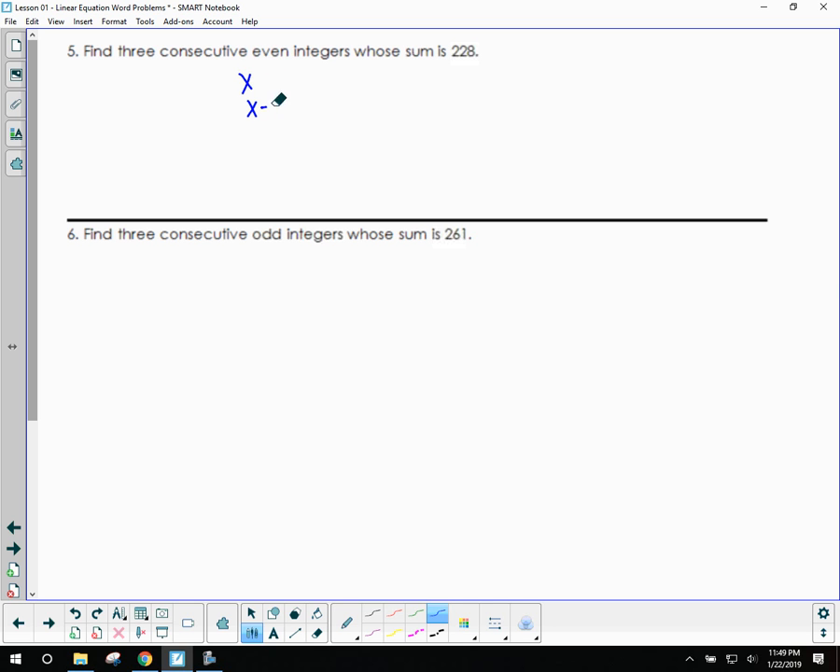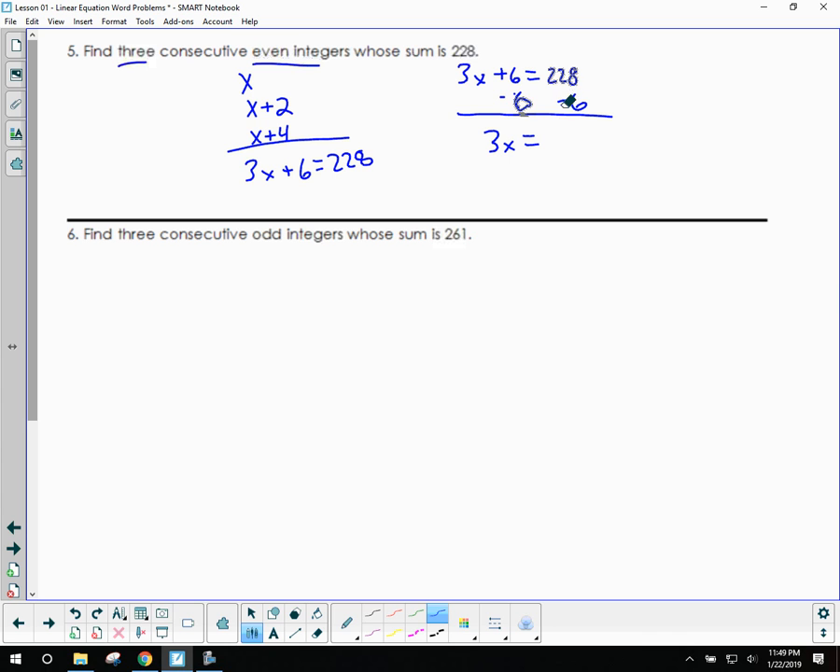I'll come up here real quick and give me some space to solve. Subtract 6. 3x equals, what do we get? 222. Divide by 3. My soul tells me it's 74, but let me use my calculator. I got it right.